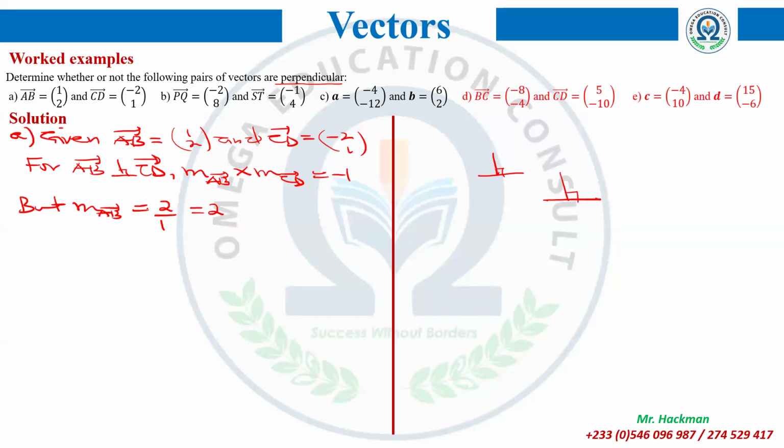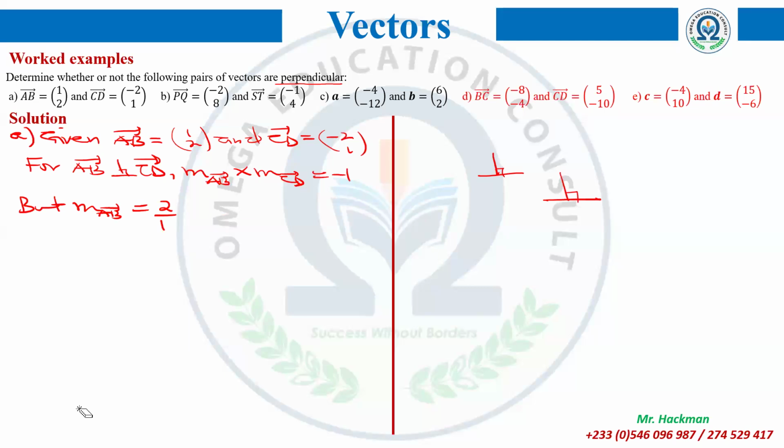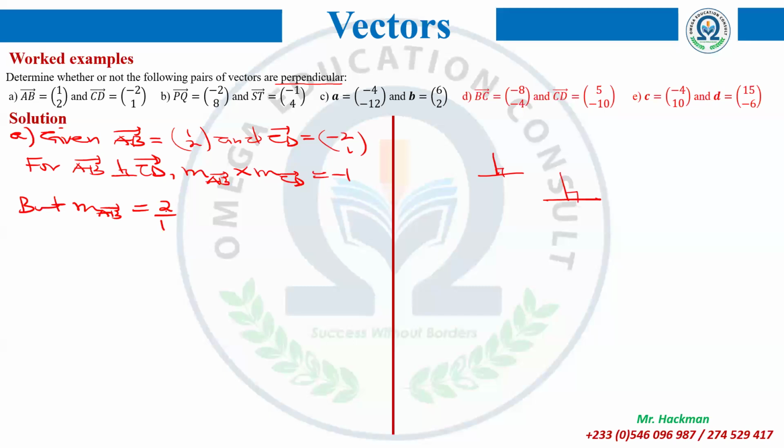Please take note. I've advised you to avoid, let me say it before somebody comes and tells me that I also did that, writing more than one equal sign on the same line. So you come down and write your 2. Then your second gradient: the gradient of the vector CD will be equal to the y component over the x component.